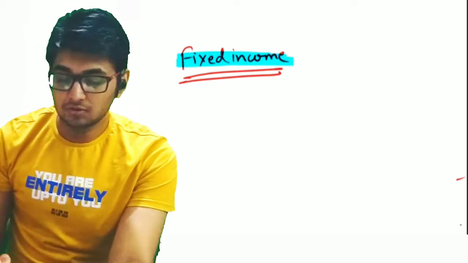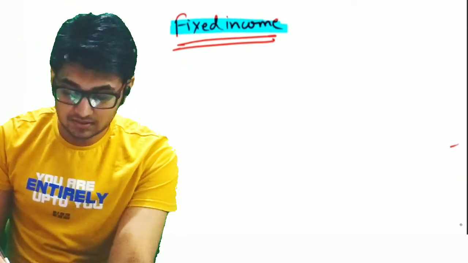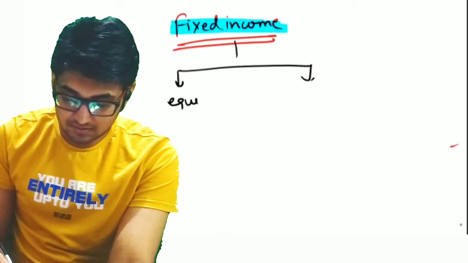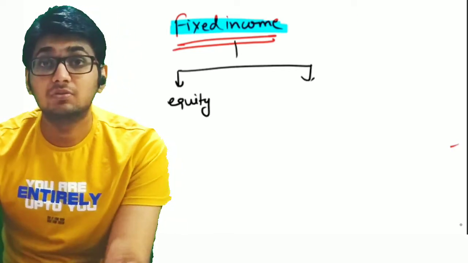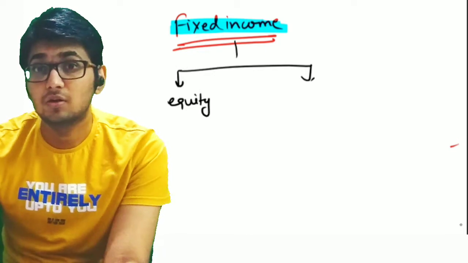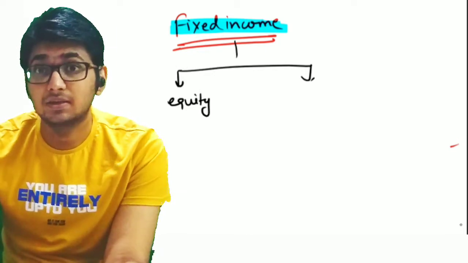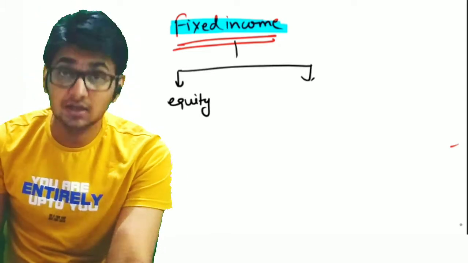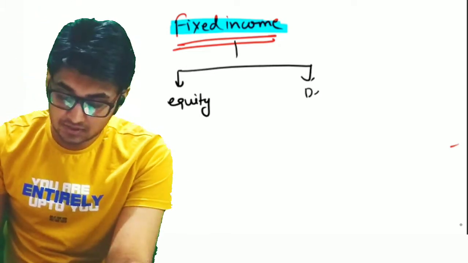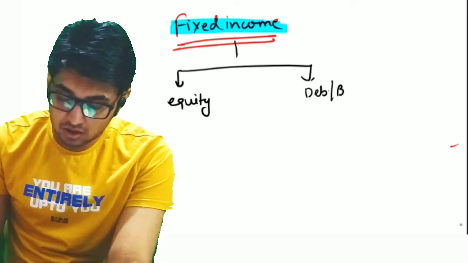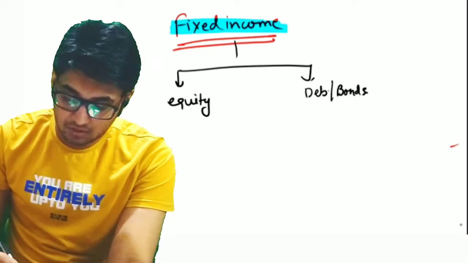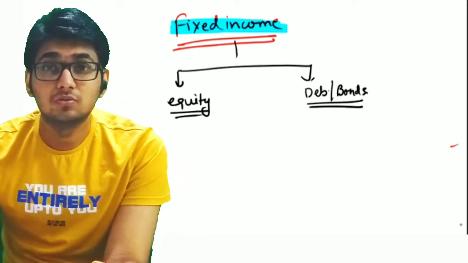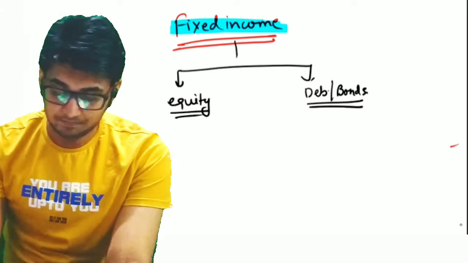Now what are those many ways? If I tell you the two broad ways, one is equity. You can invest your money in any business through equity. Otherwise there is another option, with the help of debentures or bonds. Now what is the difference between these two? I will start with that.